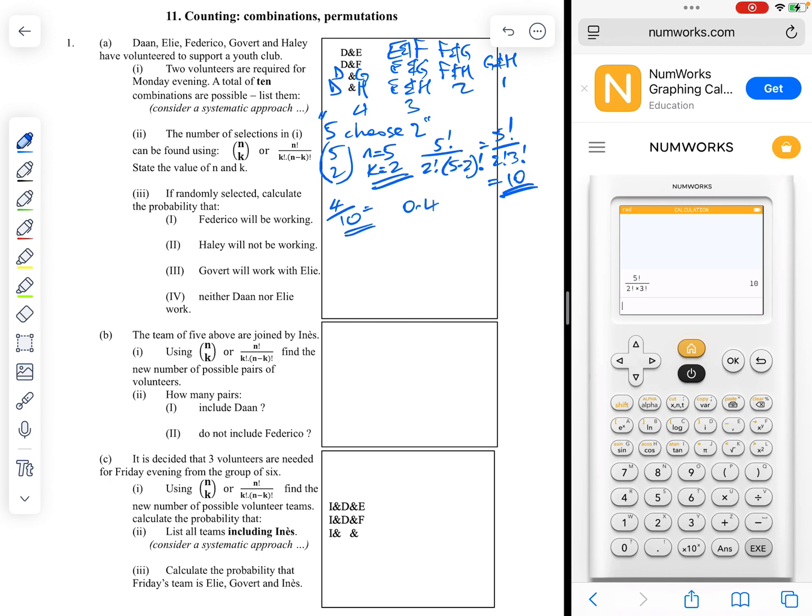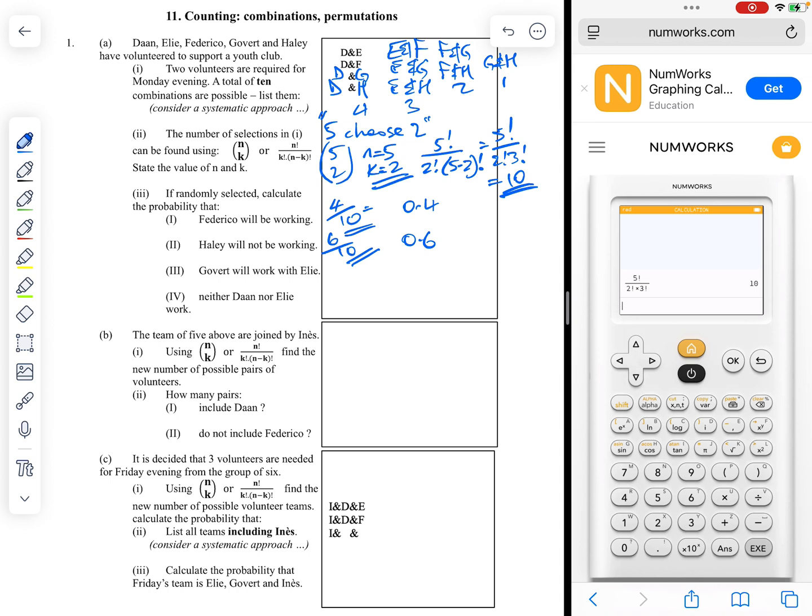Haley will not be working. So one way of doing it would be to just look. Haley is not working. 1, 2, 3, 4, 5, 6. There are 6 opportunities where Haley is not working. 6 out of 10, 0.6.